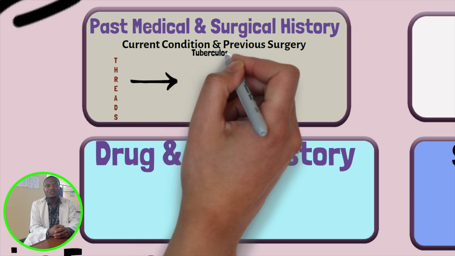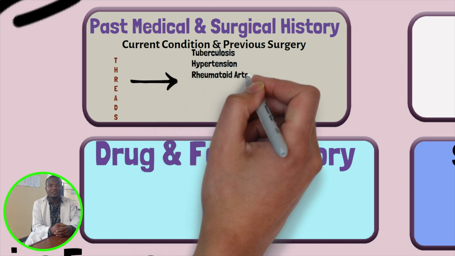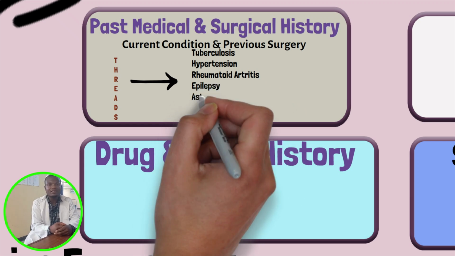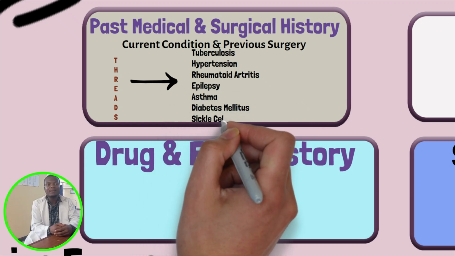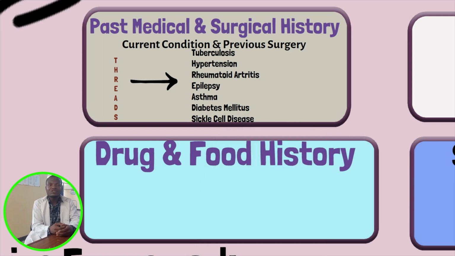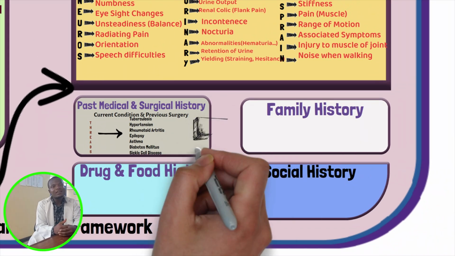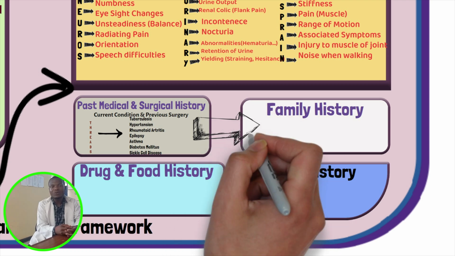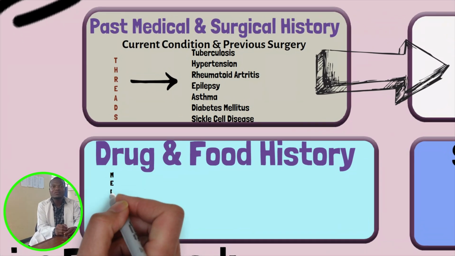The mnemonic we use is THREADS. T for tuberculosis, H for hypertension, R for rheumatoid arthritis, E for epilepsy, A for asthma, D for diabetes mellitus, and S for sickle cell. The trick here is whenever you ask this question, then you go on and ask, is any family member having these chronic conditions? Just to save you from asking the same questions in the family history.